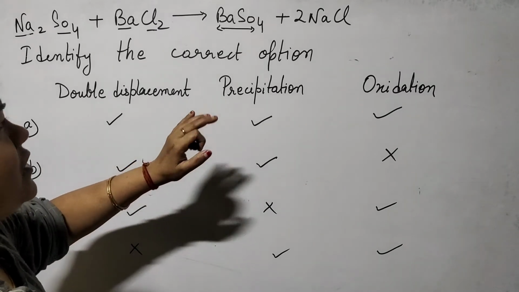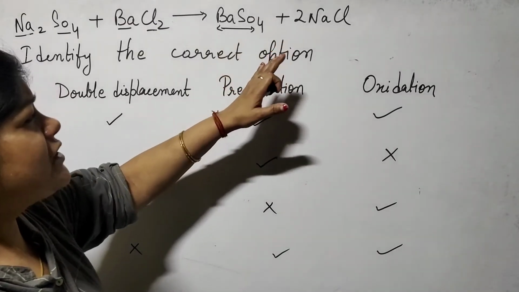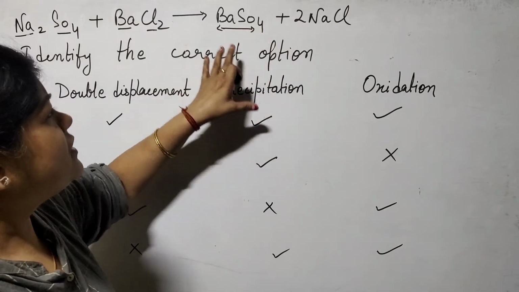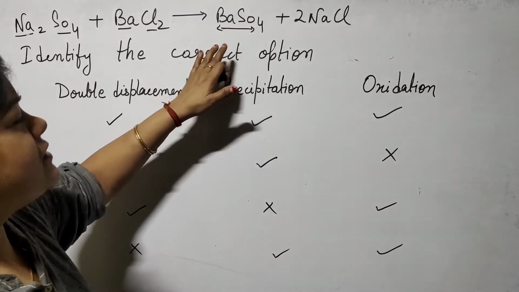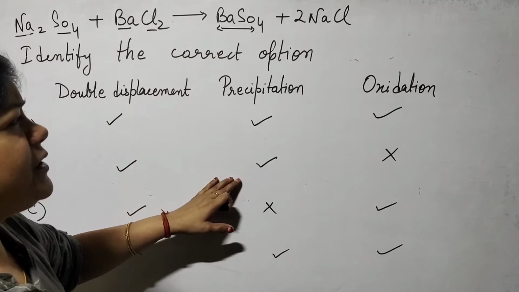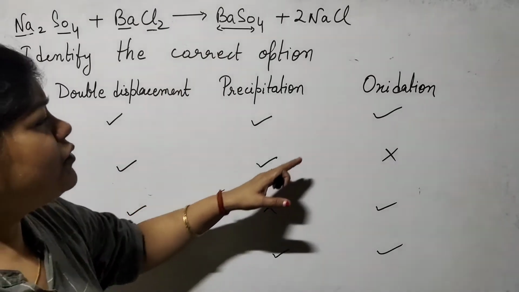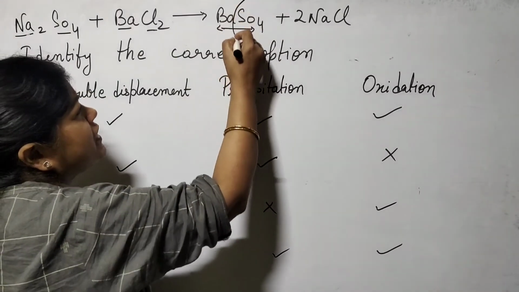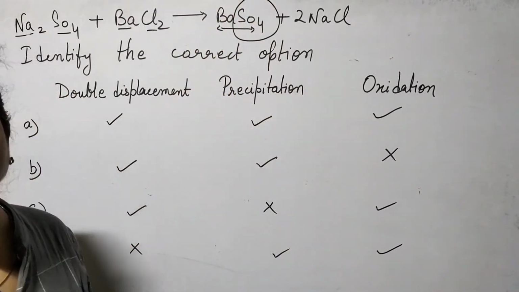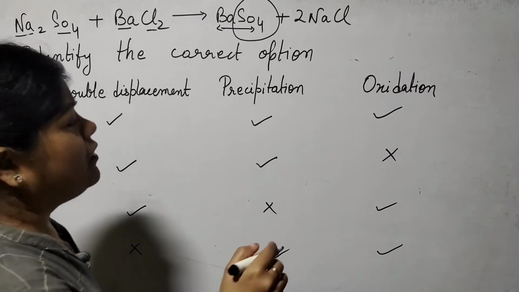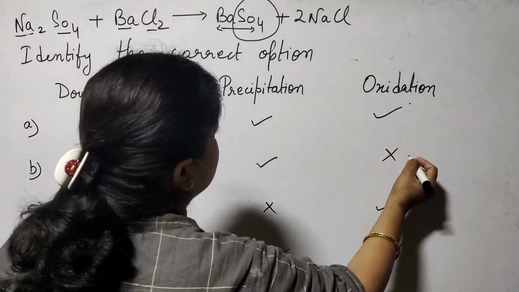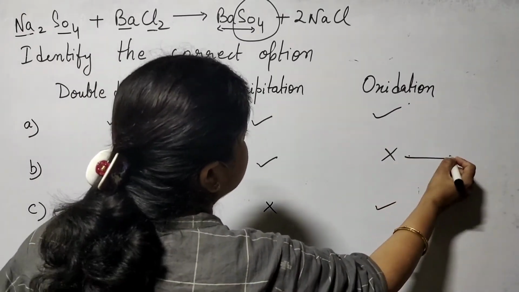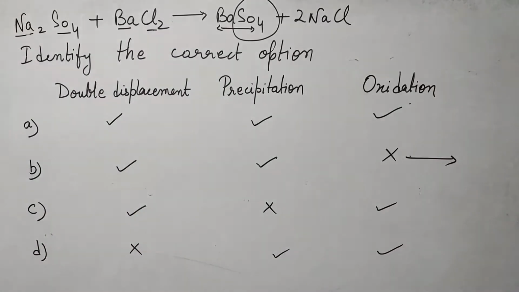Now precipitation. Now as we know that in this reaction it is precipitated as a residue. So this is also a precipitation reaction. Now moreover, whether it is oxidation or not. So there is an addition of sulfate, not the addition of oxygen. So oxidation reaction is not held. So option number B is our right answer. That means there is a double displacement and precipitation occurs during the reaction.